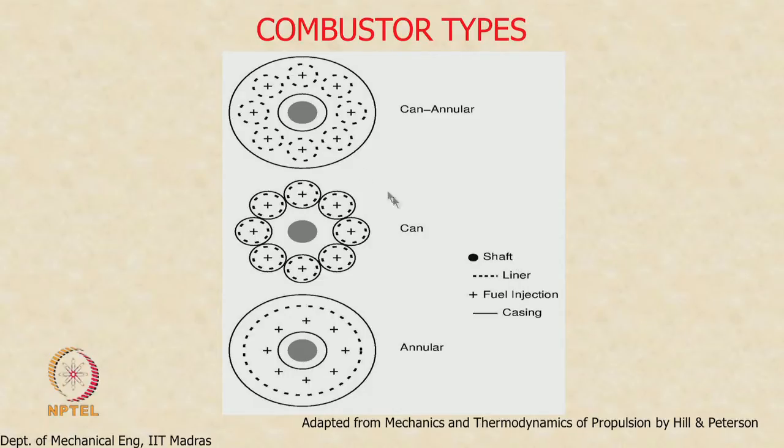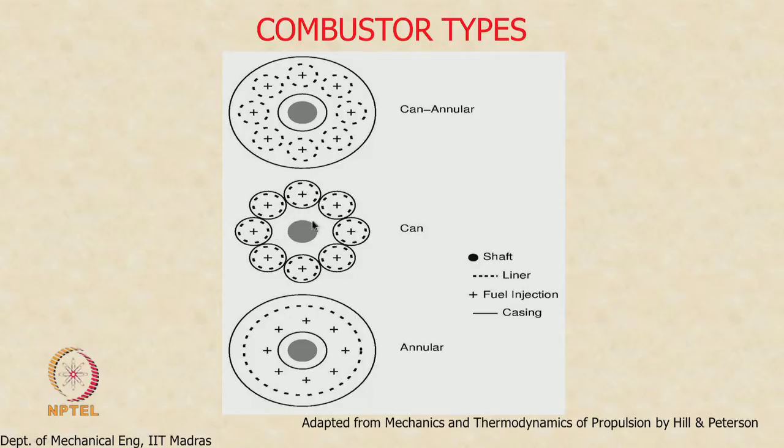You see that there are three common functional elements in a combustor. One is the liner, which is shown in dashed lines. Another is the fuel injectors, and the other is the casing, which encloses the entire combustor. Depending upon how you arrange the liner, the casing and the fuel injection, you get different designs.